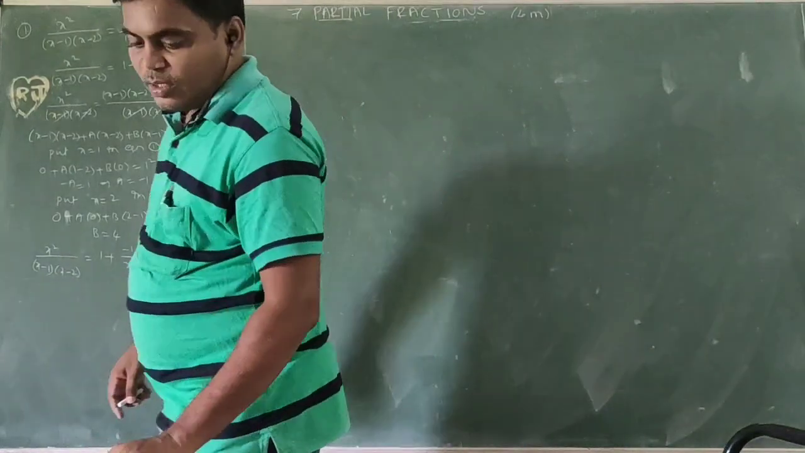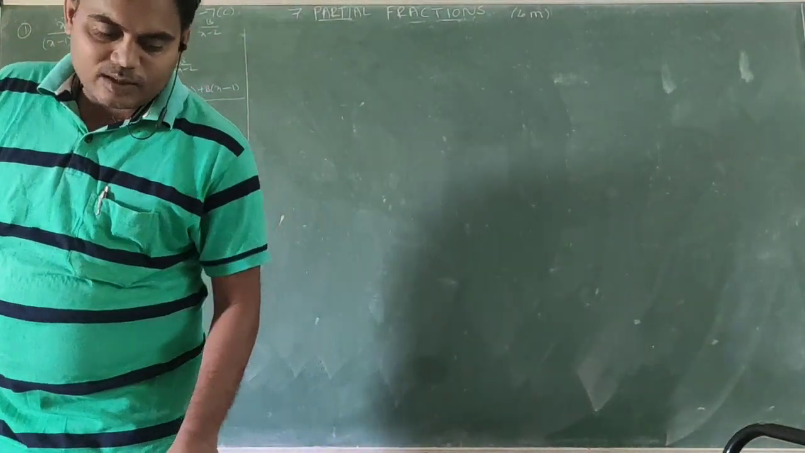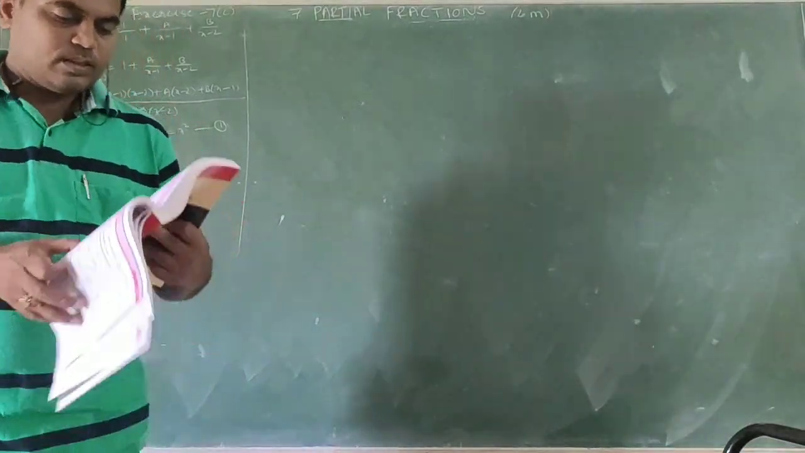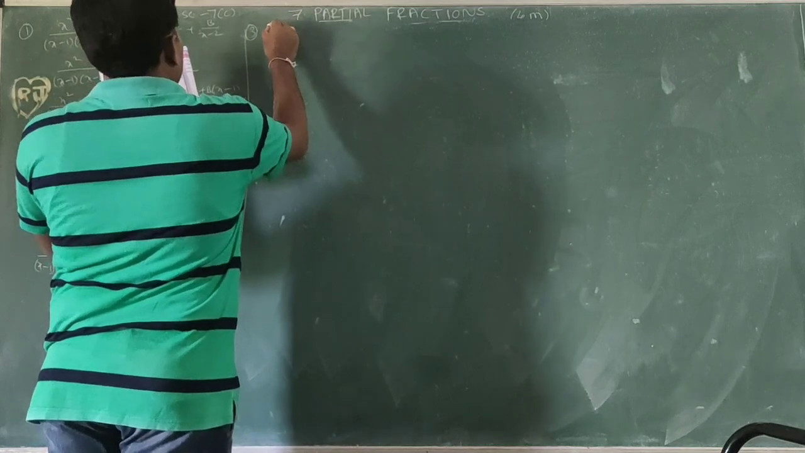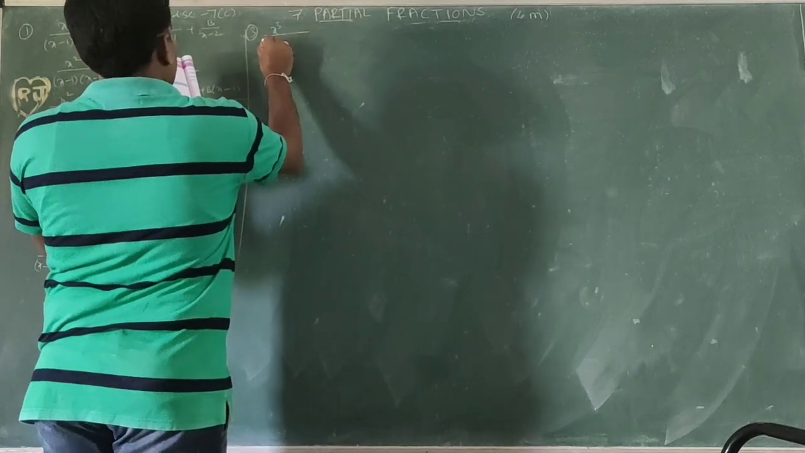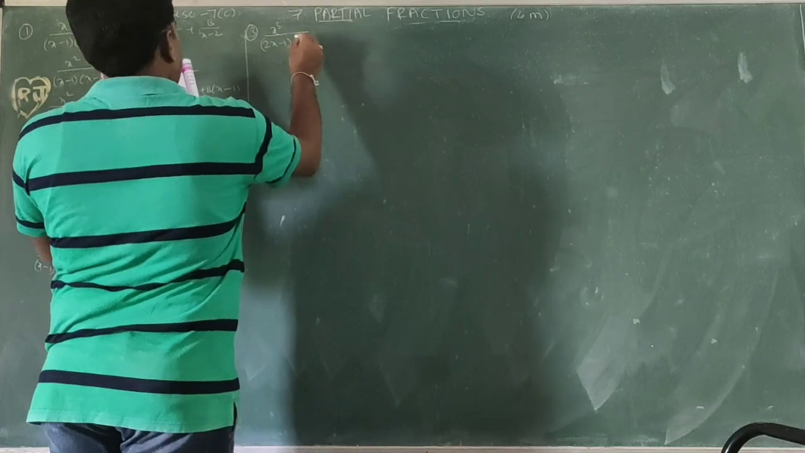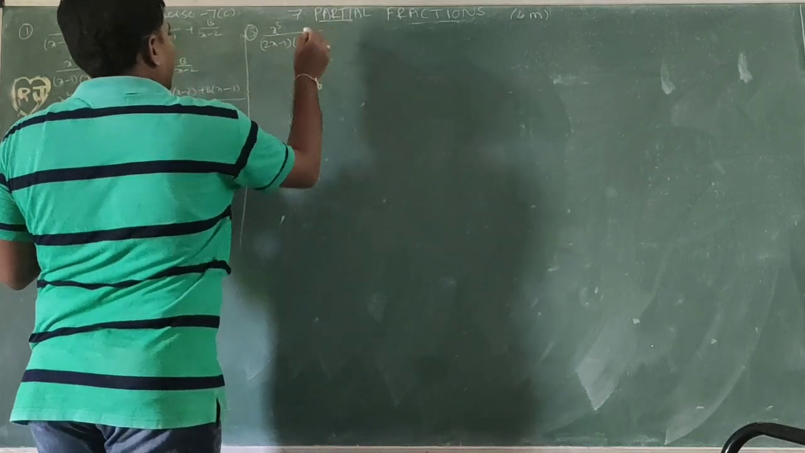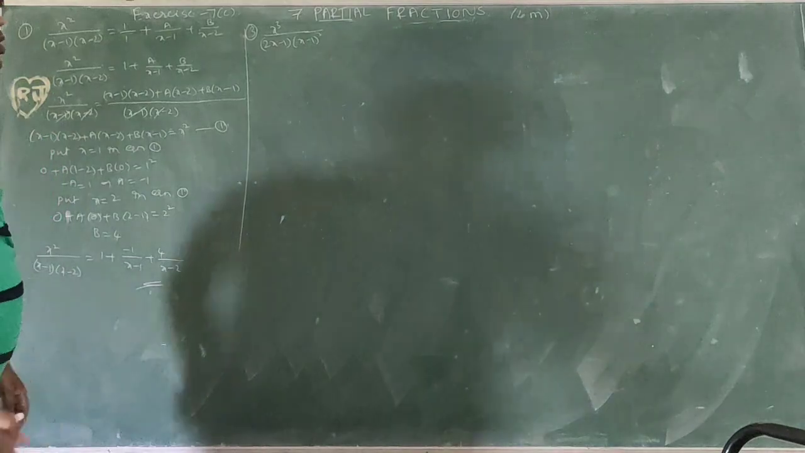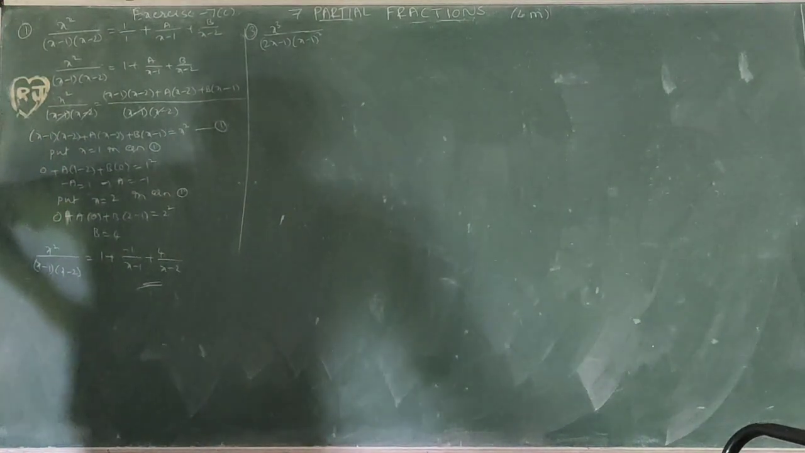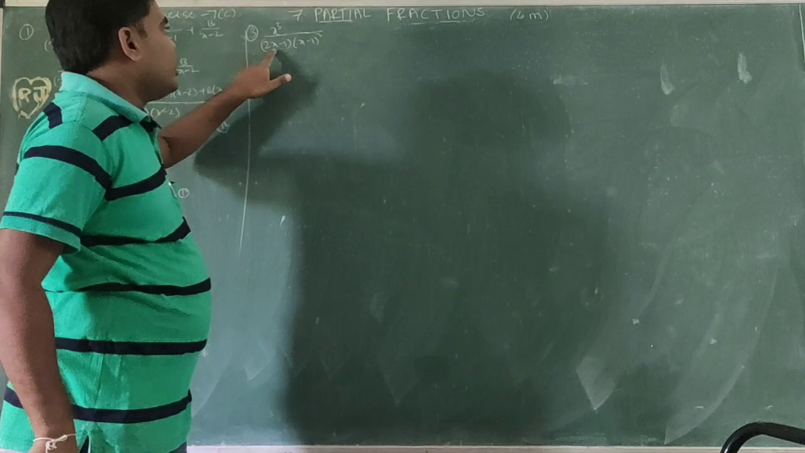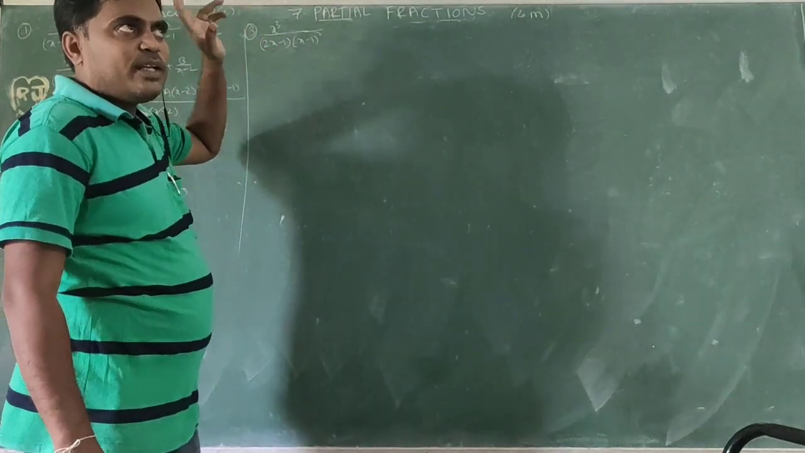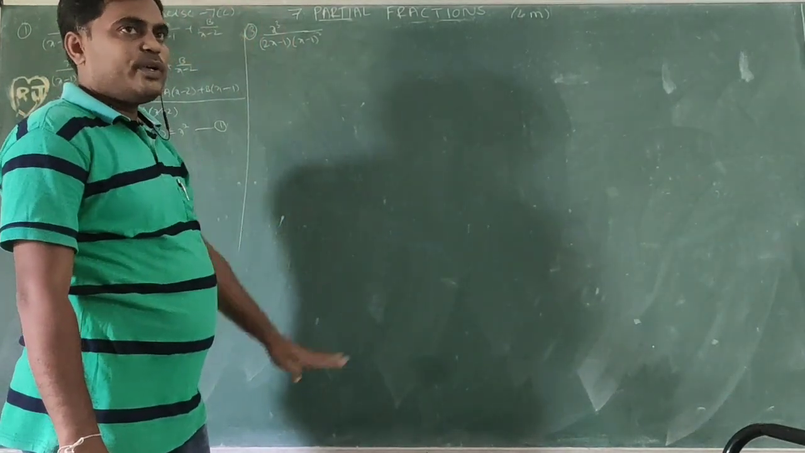Next, I want to keep the second ladder, third question. Third question is x cube by (2x minus 1)(x minus 1) whole square. So first, the degree of the numerator and the degree of the denominator: x square into x cube. The degree of the numerator is 3, the degree of the denominator is also 3.